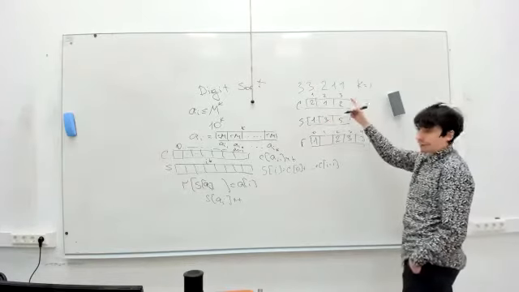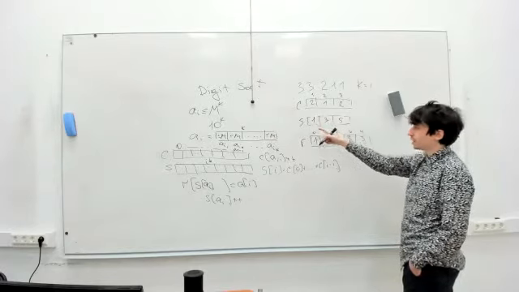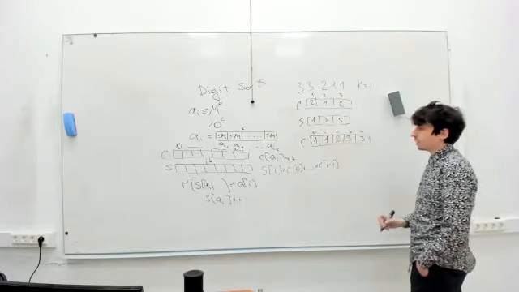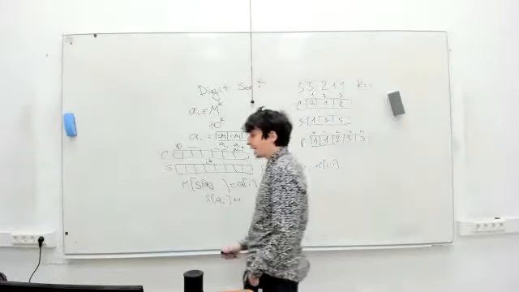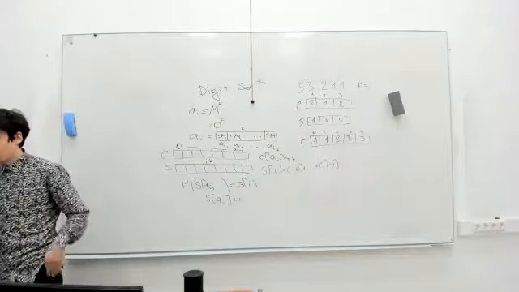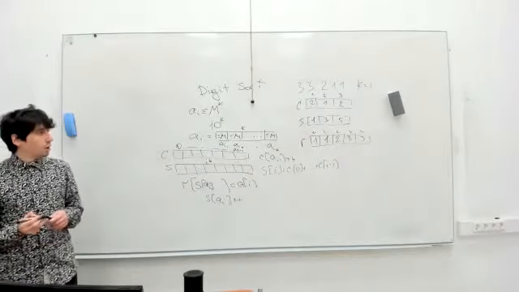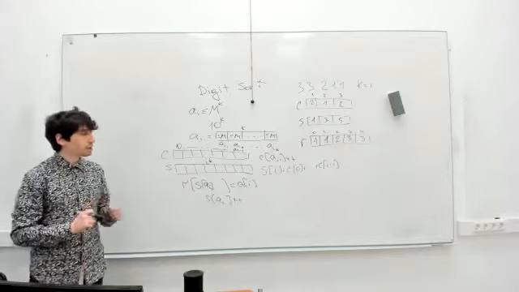Then I come to 1 again, and I see the next position of 1 should be at position 1. So I write here 1. So that's how I kind of did the digit sort, but a little bit in another manner.